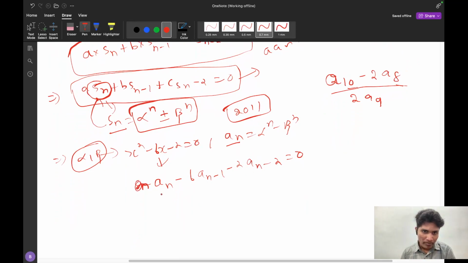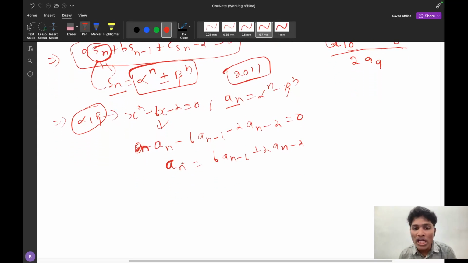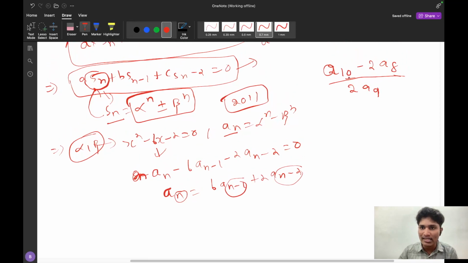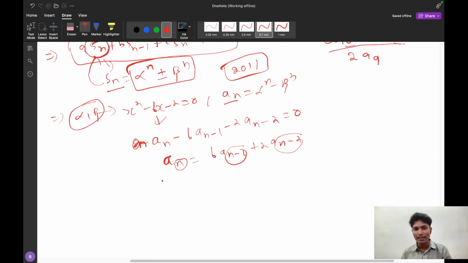Now I can write here like this: an equal to 6 an minus 1 plus 2 an minus 2. What value do I have to substitute here in order to get the consecutive terms like 8, 9, 10? I can substitute n as 10. Now I get a10 equal to 6a9 plus 2a8.